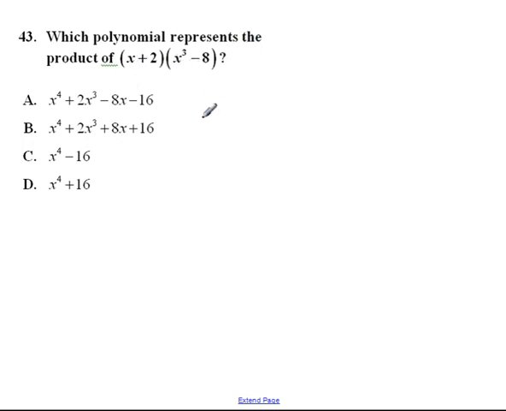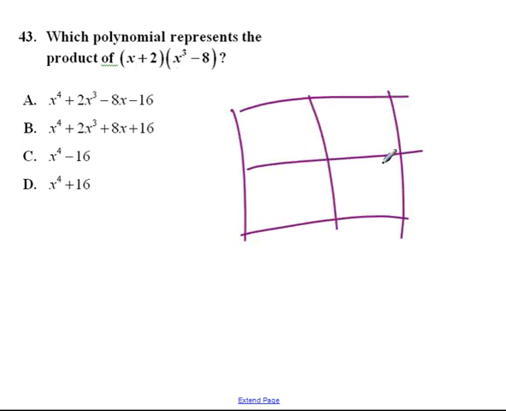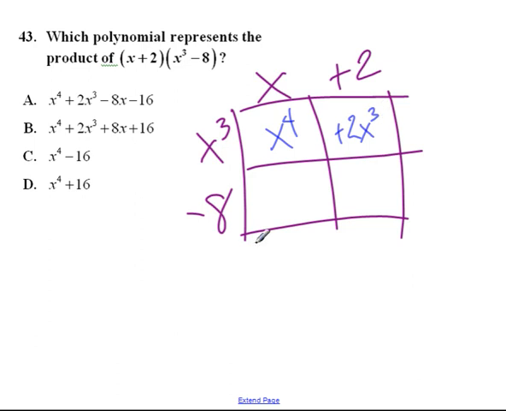We've got to multiply here. And whenever we're multiplying two parenthesis groups, I hope our first thought is box method. X plus 2 and x cubed minus 8. This is going to be a little bit different because we've got two different powers going on. X times x cubed is going to give me an x to the 4. This is going to give me plus 2x cubed, minus 8x, and minus 16.